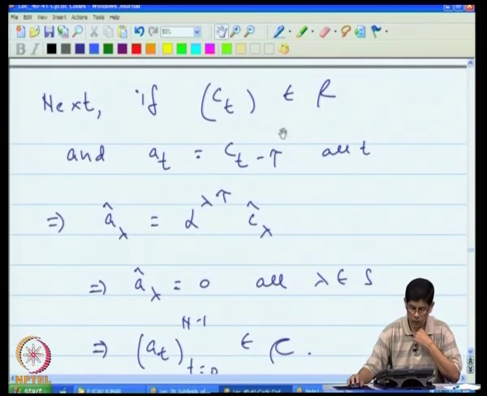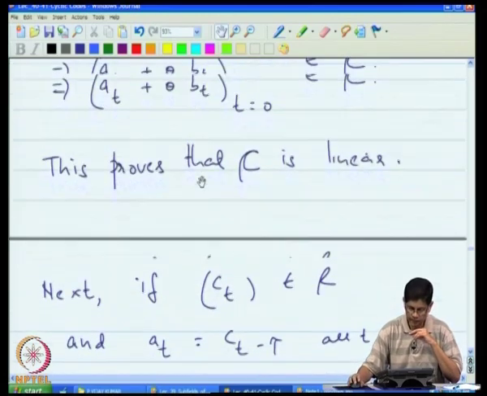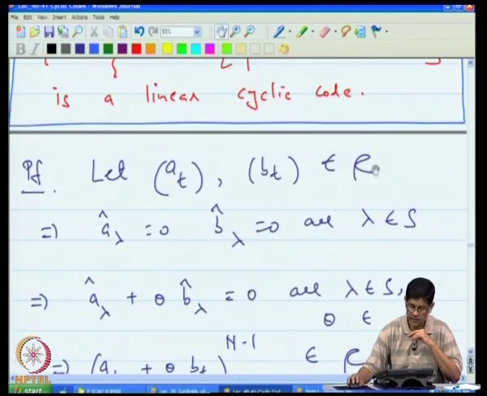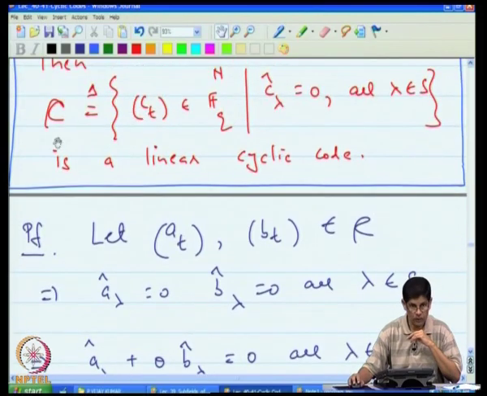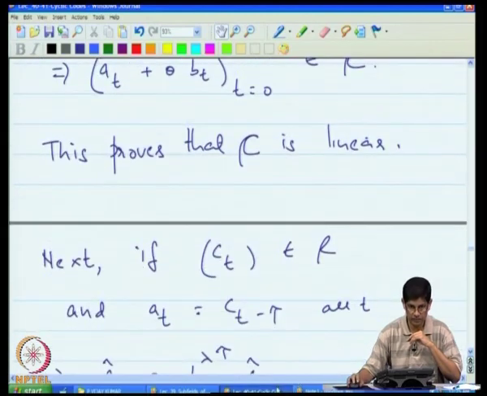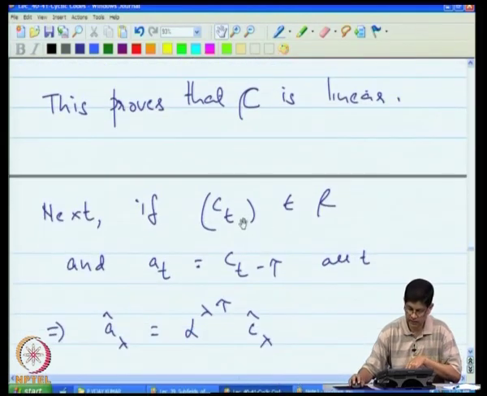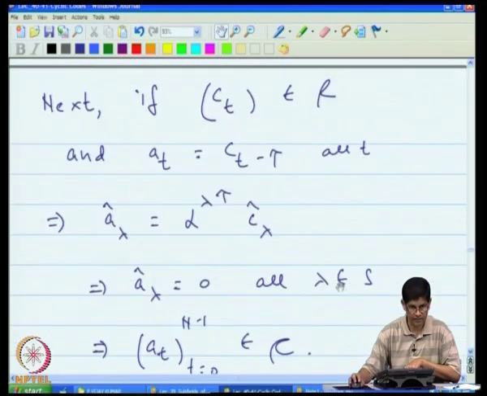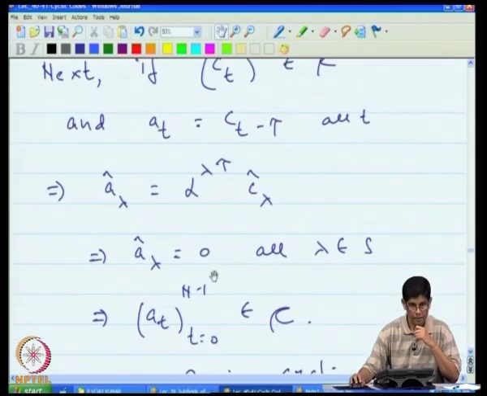Next, it only remains to actually prove that this code is not only linear, but it is also cyclic. So, we have to now worry about cyclic shifts. Here, supposing C t is a code word and you define A t to be a cyclic shift of C t, and you take the transform of A t, that is alpha to the lambda tau C hat of lambda. But then since C hat of lambda is 0 for all lambda in S, so is A hat of lambda.